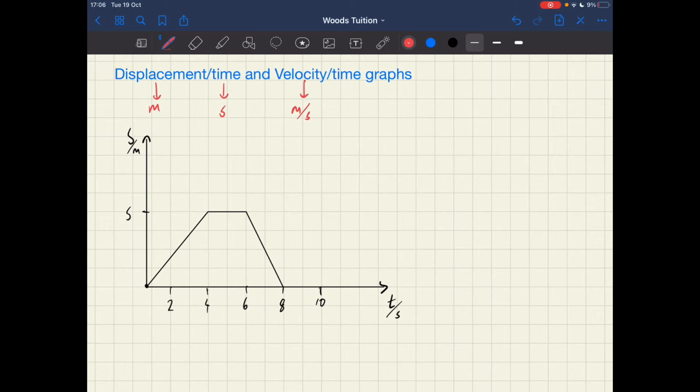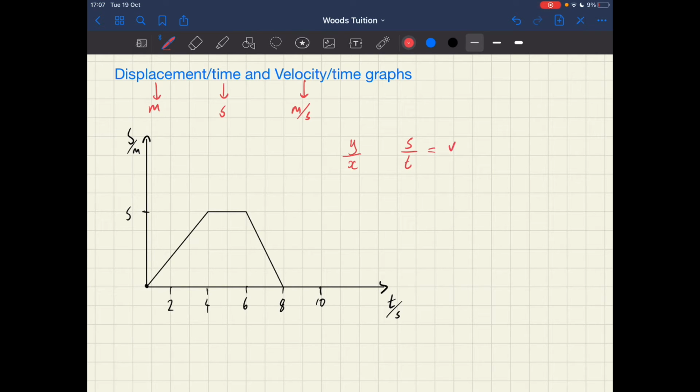What makes displacement time graphs quite interesting is the gradient. To work out gradient, it is rise over run, or y-axis over x-axis. In our case, the y-axis is displacement and the x-axis is time. So it is displacement over time, s over t, and if we remember our equations of motion, s over t is equal to velocity.